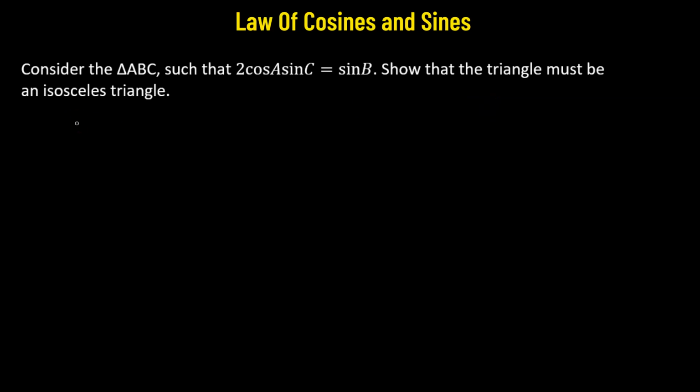So let us begin. Now, in order to show that the given triangle is an isosceles triangle, we have to use the law of cosine as well as the law of sine. So let's specify both of the two laws.